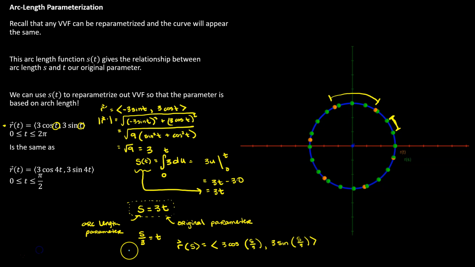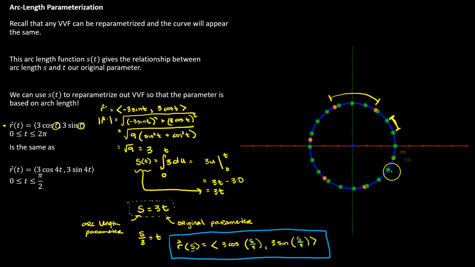This r of s function at the bottom of the screen, this is what we call the reparameterized vector function. We've reparameterized the function so that now it is a function of s instead of t, but the function still produces all the same points at the end of the day. It just produces them in a more orderly fashion.